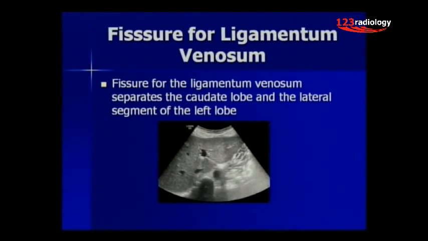So going through evaluating more of the anatomy of the liver, looking at the fissure for the ligamentum venosum. And this is important to look for because it separates the caudate lobe from the lateral segment of the left lobe. It's going to be the anterior border of the caudate lobe, with the IVC being the posterior border of the caudate lobe.